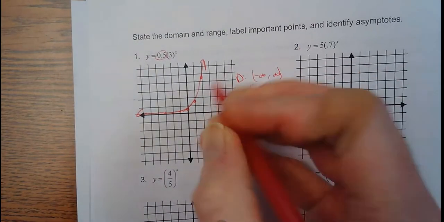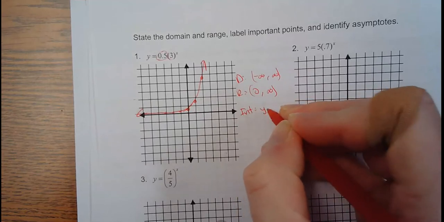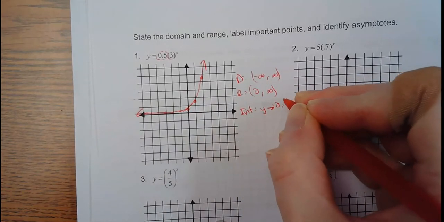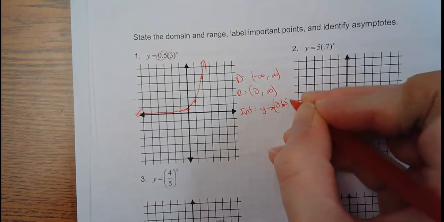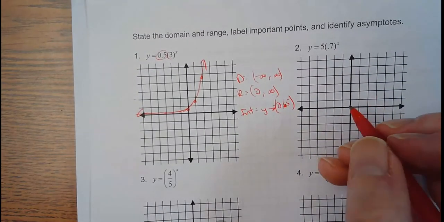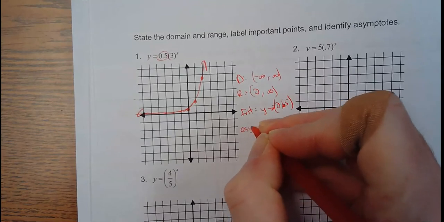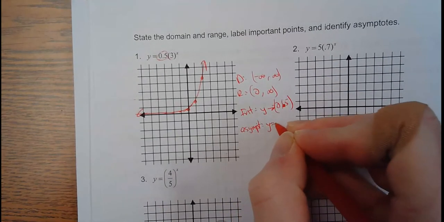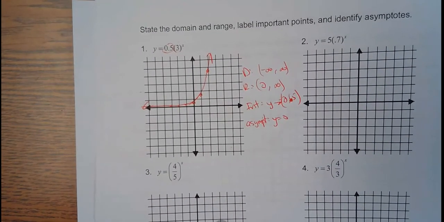Intercepts: it has a y-intercept, so the y-intercept, I'll just put an arrow, is going to be (0, 0.5). So 0.5, and then the asymptote is y equals 0. Maybe I'll just do one more of these.